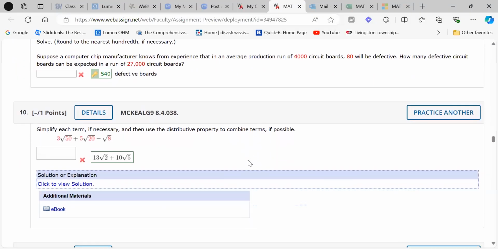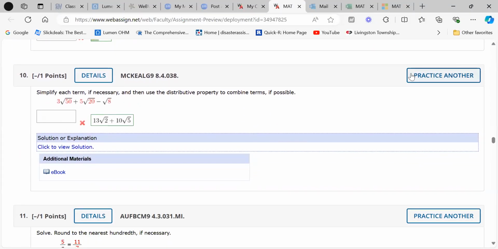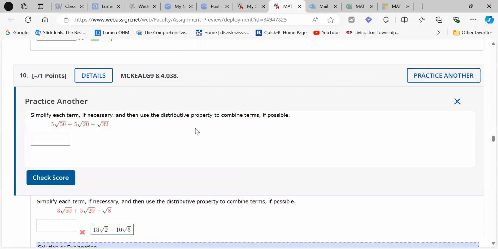Now let's look at question 10. Again, it's radicals. So you're going to simplify the radicals and combine like terms if possible. Okay, try that.